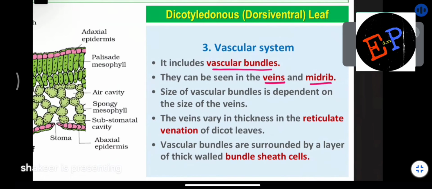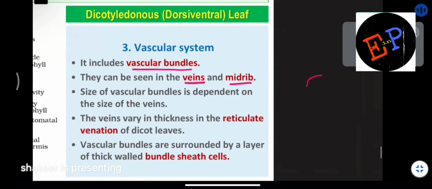What is meant by veins and midribs? For example, if you take the shape of a leaf, the leaf appears something like this, no? So this is the petiole and this is the midrib. Clear? And the midrib again has some veins. And veins are again divided into veinlets also.